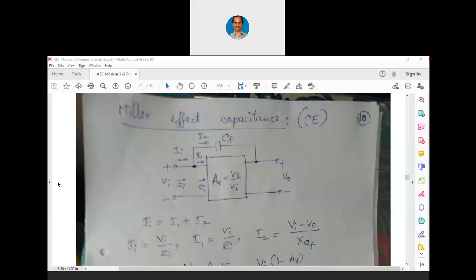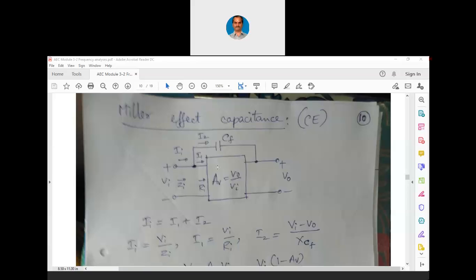So, to analyze the high frequency response, we have a method called Miller effect capacitance. You can see this block diagram where I have written the amplifier's block, where the voltage gain is given by Av equals V0 by Vi, and I have already indicated Ri as input resistance, Zi as input impedance, and Ii as input current. First, let us find out this Miller effect considering the input side.